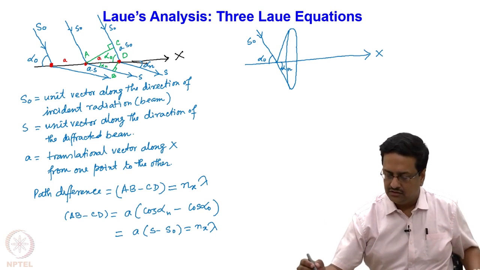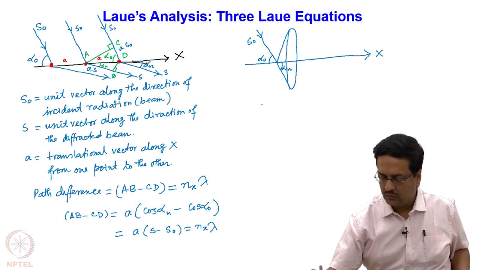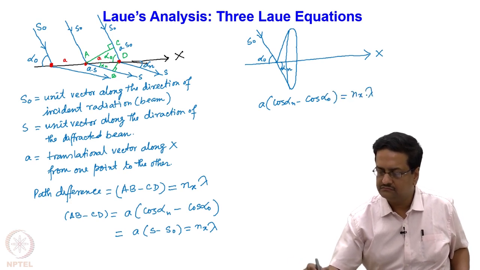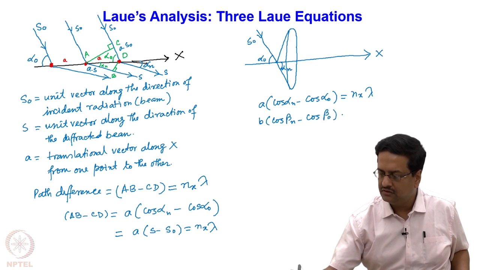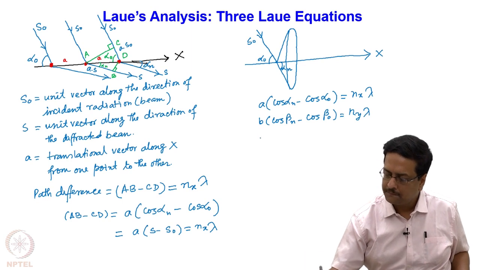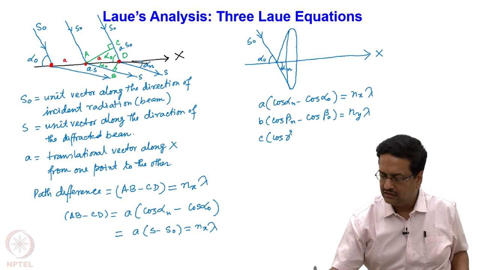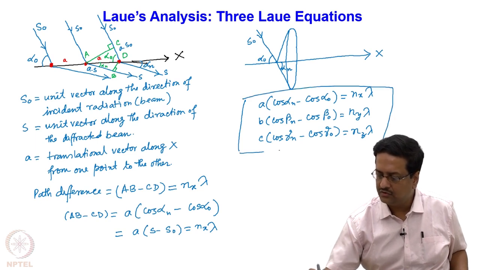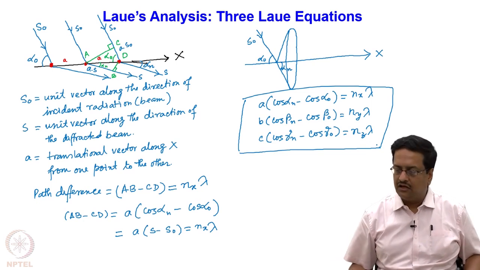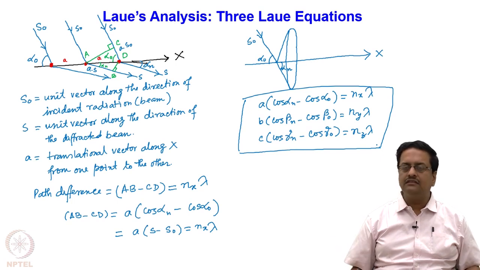So, in the same manner, we can write three equations. One is A cos alpha n minus cos alpha 0 equal to nx lambda. Similarly, we can write for the y axis B cos beta n minus cos beta 0 equal to ny lambda, and C cos gamma n minus cos gamma 0 equal to nz lambda. These three equations are together called the three Laue equations of X-ray diffraction.